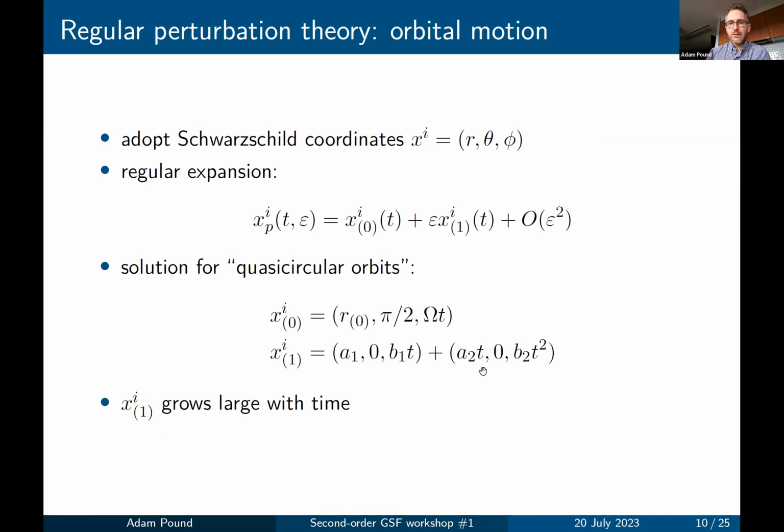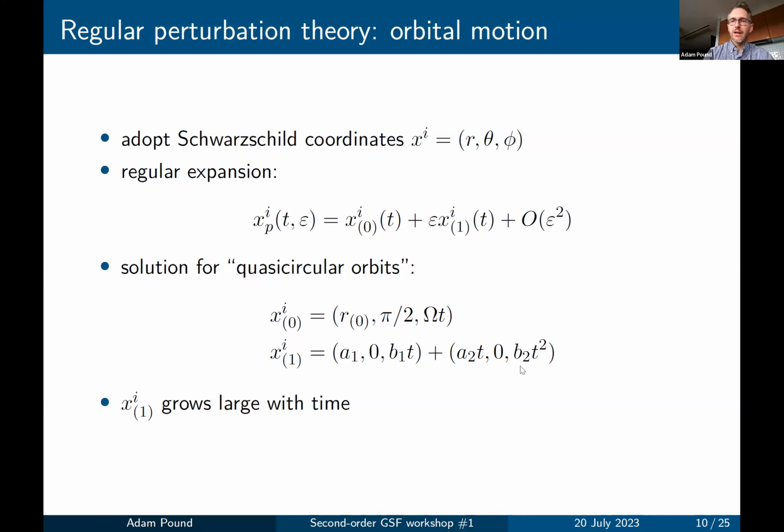But then you also get growth in time coming from the first order dissipative self-force. So the orbital radius changes linearly with time, forever, for all time. And the orbital phase changes quadratically in time for all time. So these A2 and B2 are constant coefficients. So you can imagine, see if I can get this annotation working.